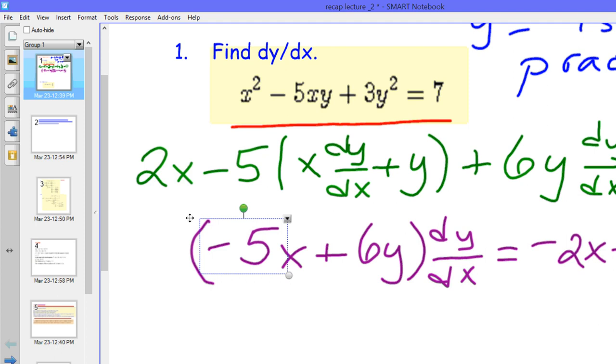I do not understand why these little boxes keep showing up. Maybe one of you can explain that to me in class.